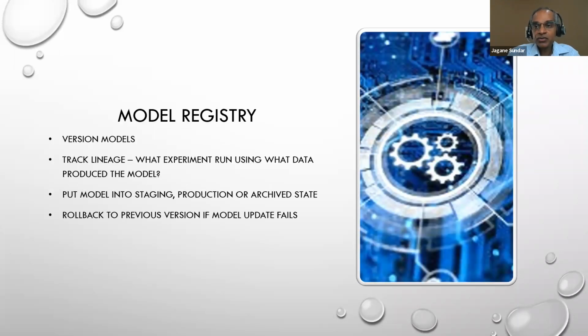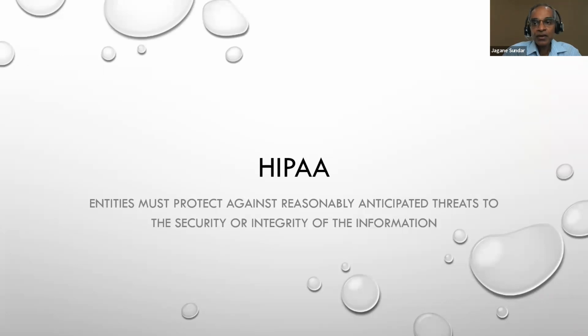Finally, the model registry is one of the most popular pieces of functionality in MLflow. You can use it to store models, to version models, track lineage, what experiment run, using what data produced the model, put models into various stages, staging, production, archived, or if you put a model into production and the version of the model doesn't work well, you can roll back. That sort of capabilities are extremely useful as well. So that's a brief introduction to MLflow.